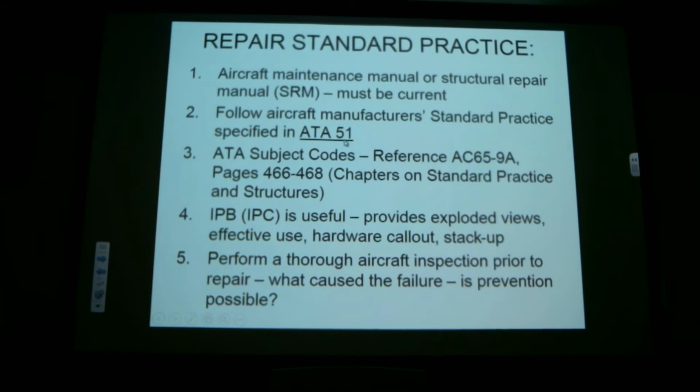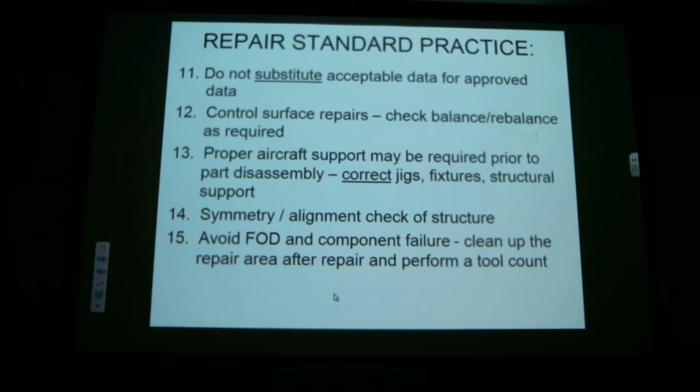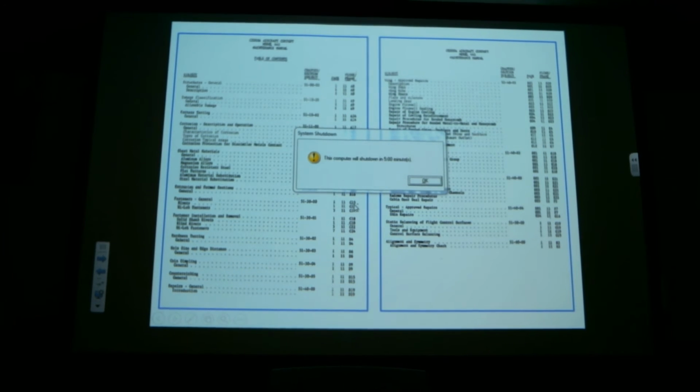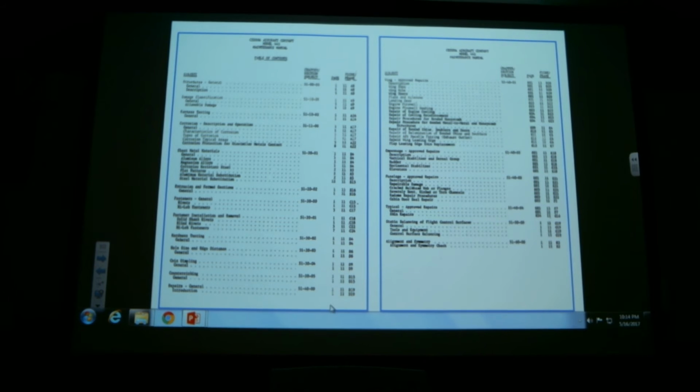Repairs. Chapter 51 covers standard practice for repairs in aircraft. What's the first step in doing a repair? Classify the damage. Here's an example from the chapter 51 assessment manual. They give you some examples of actually classifying damage.